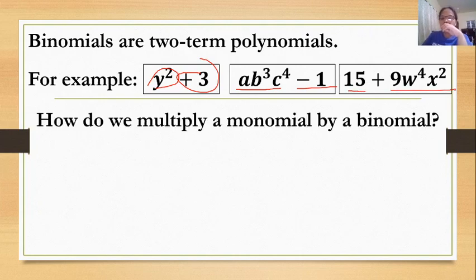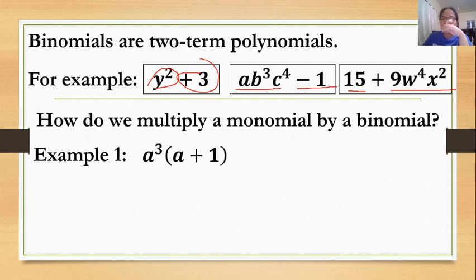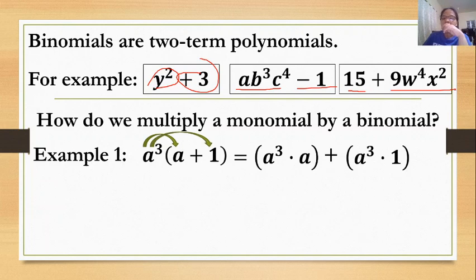How do we multiply a monomial by a binomial? When we say monomial, it's a one-term polynomial, and a binomial is a two-term polynomial. Example, a cubed times the binomial a plus 1. So what we have to do is distribute a cubed to each term in the binomial. Multiply first a cubed and a, plus a cubed times 1.